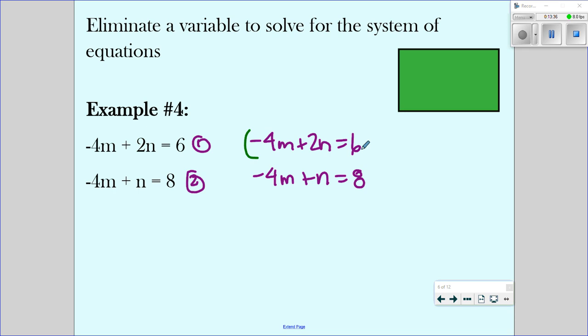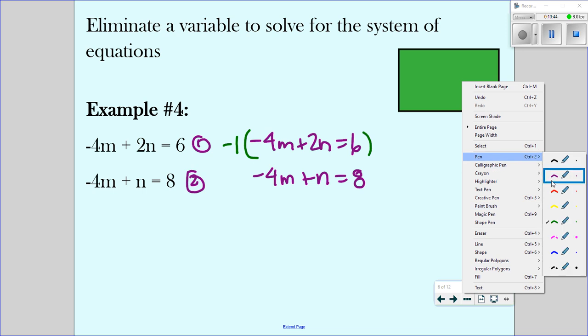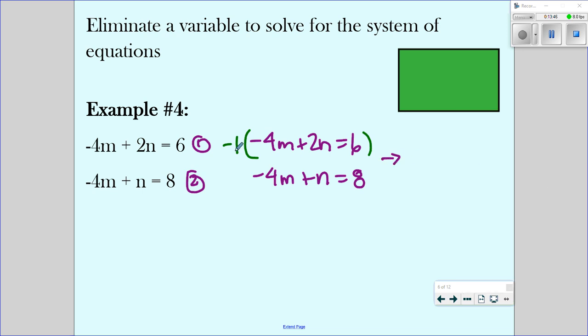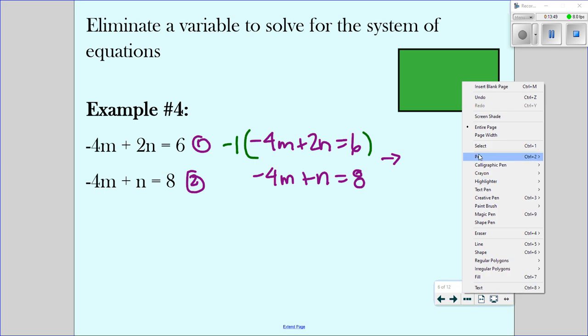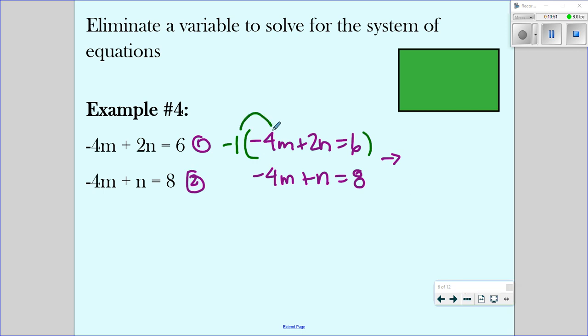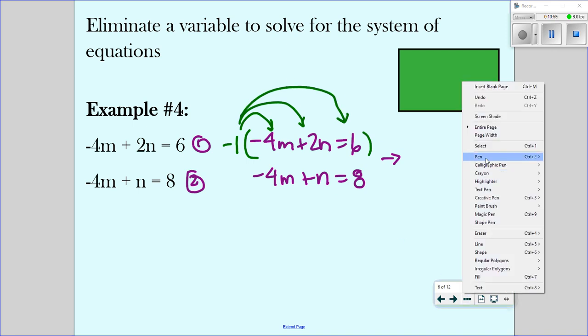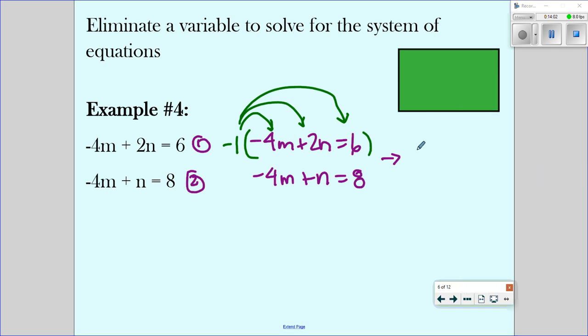I'll do the first one by negative 1 because I want to make one of them positive. And I'm going to put the little arrow. So this one will be distributed, and again, let me put that in green to show you that this has to be distributed. Everything inside the parentheses that you created, distribution has to happen. So we got positive 4m, negative 2n, and negative 6. And since we didn't touch the second equation, just copy it the same way.